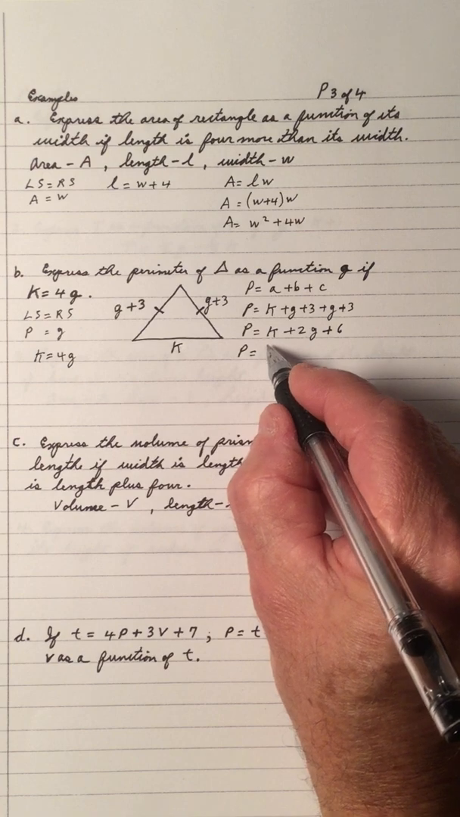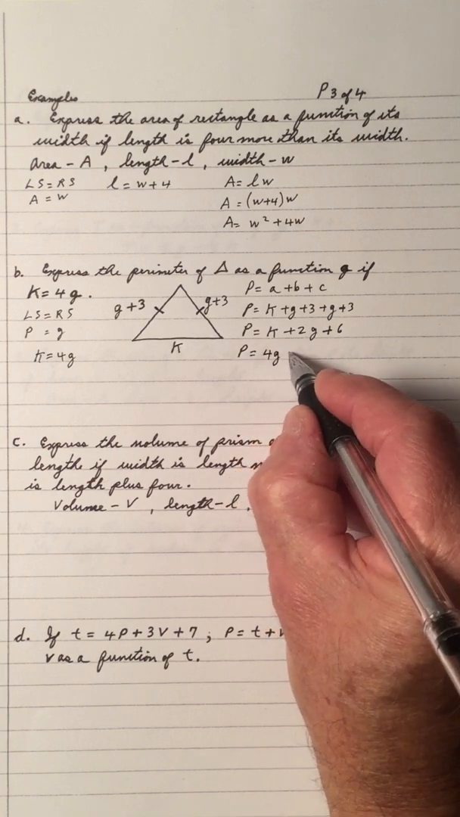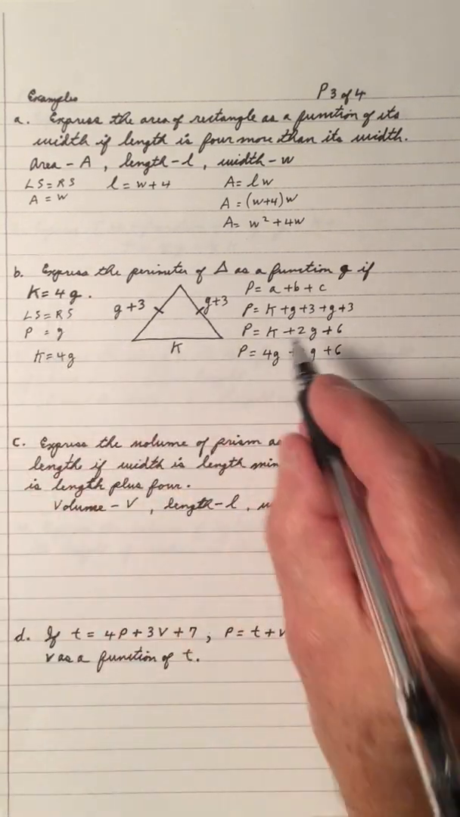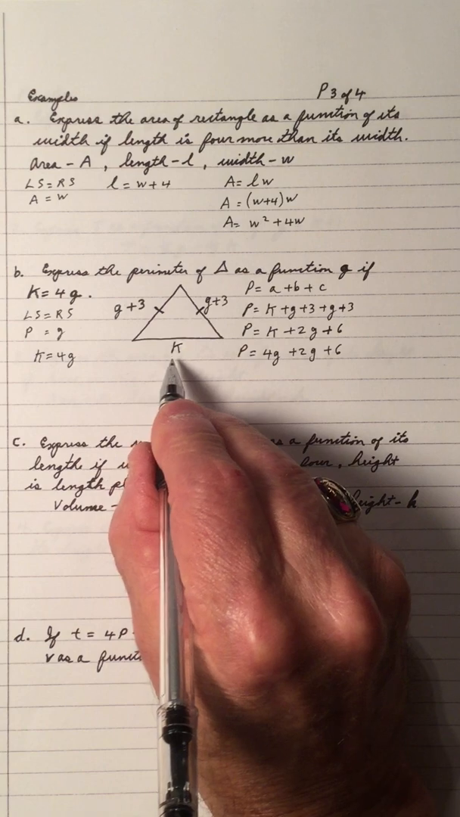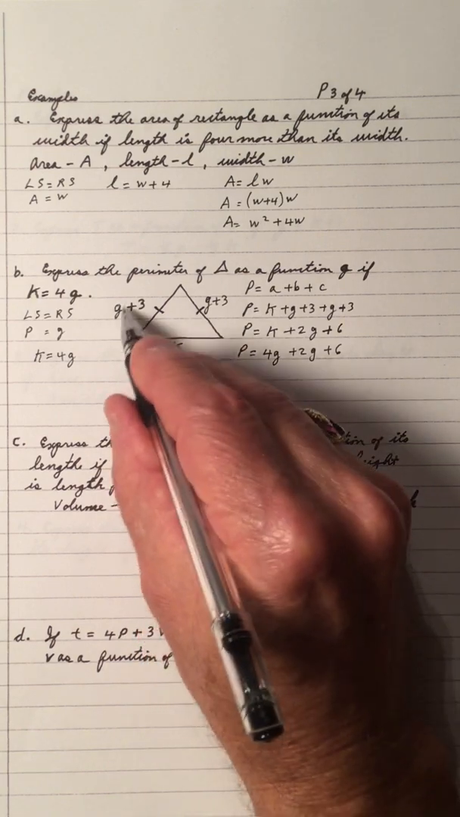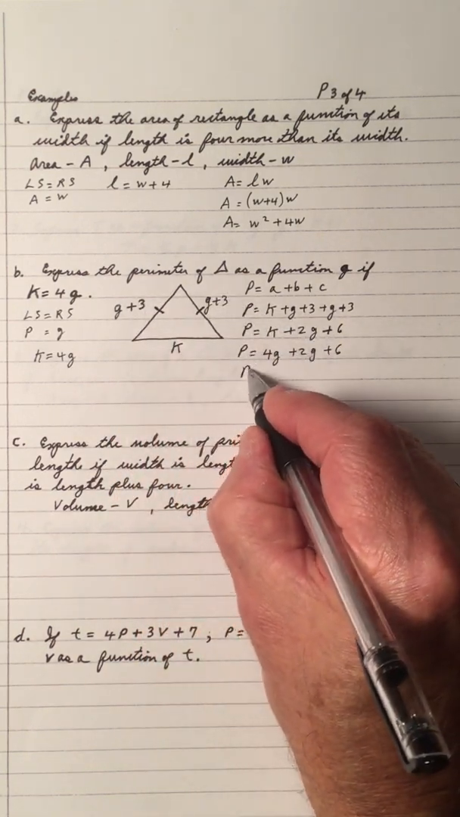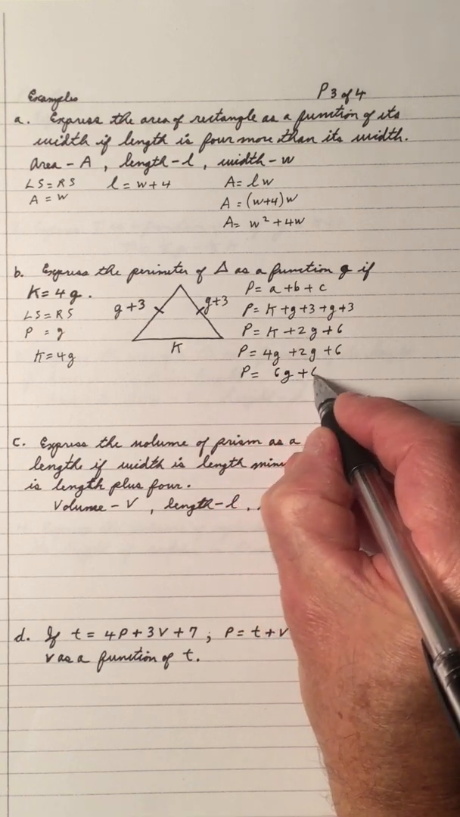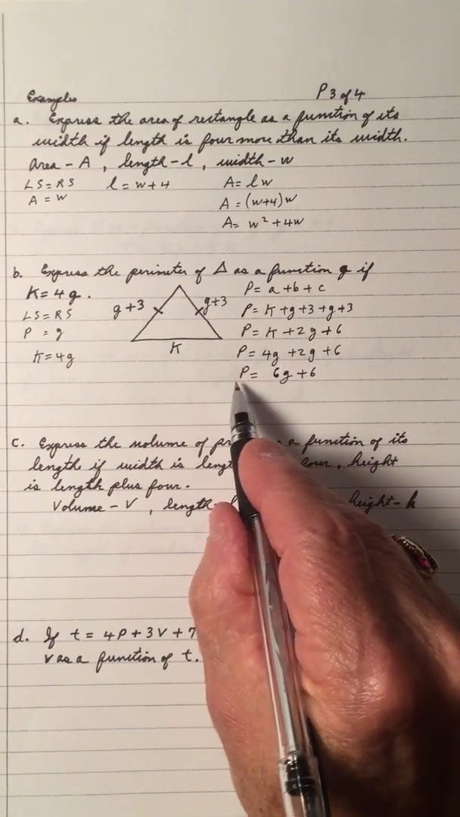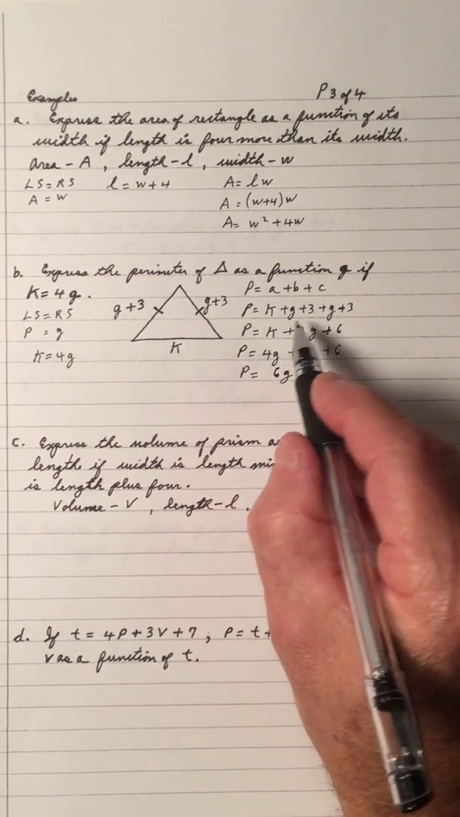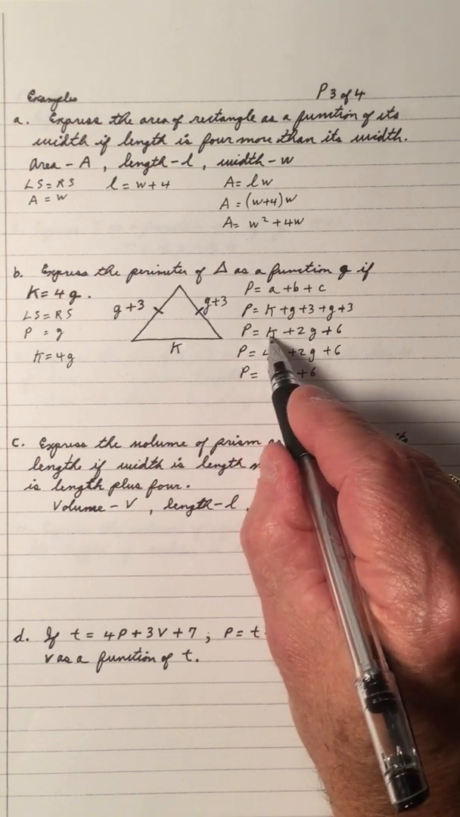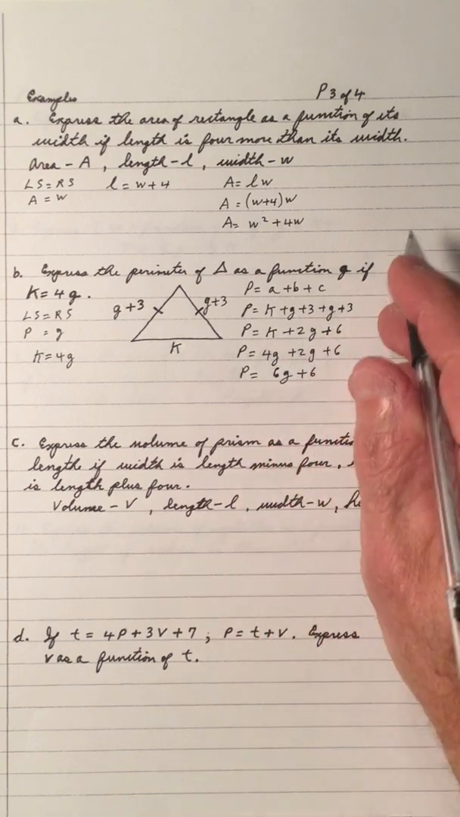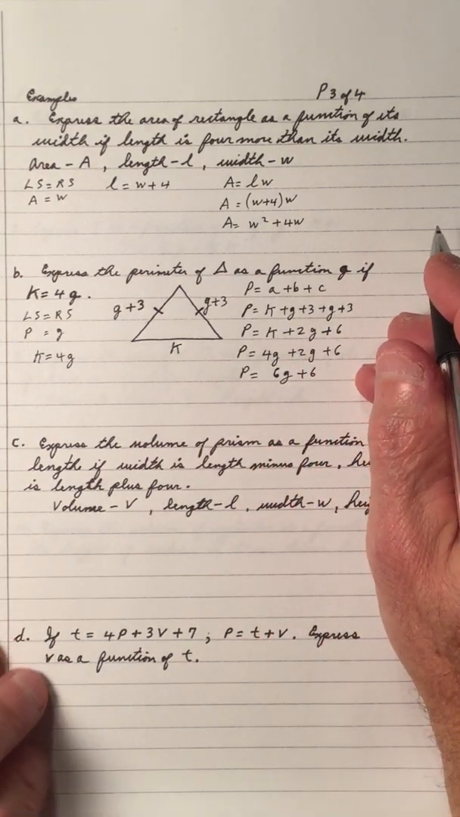So we take the k and sub in 4g in its place by substitution. If k equals 4g, we could have put 4g right here right away and then added them all up with the g's. So that gives us 4g and 2g is 6g plus 6. So notice P now is a function of g. Before, right here, P was a function of k and g, but we only want the g's, which means that k has to be replaced with a g.